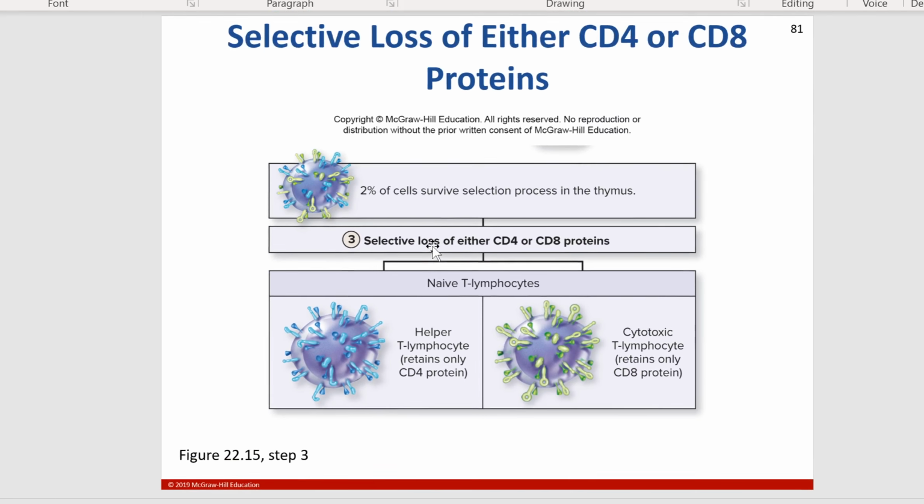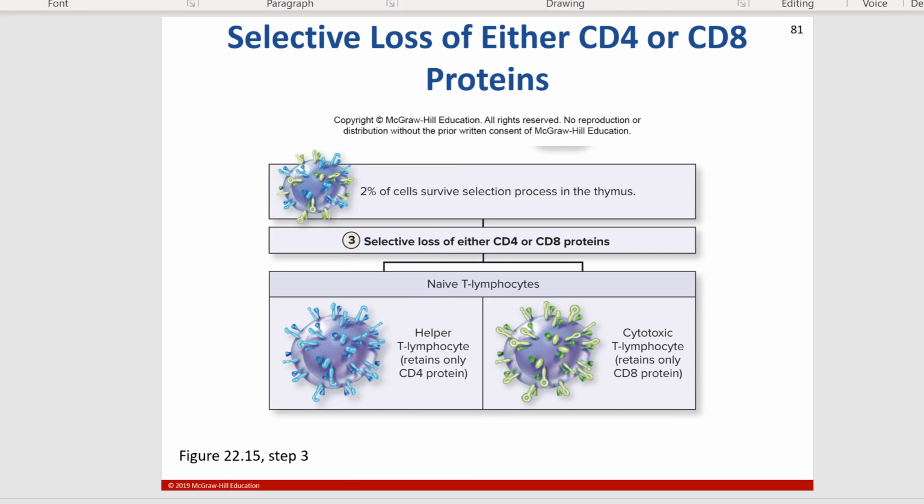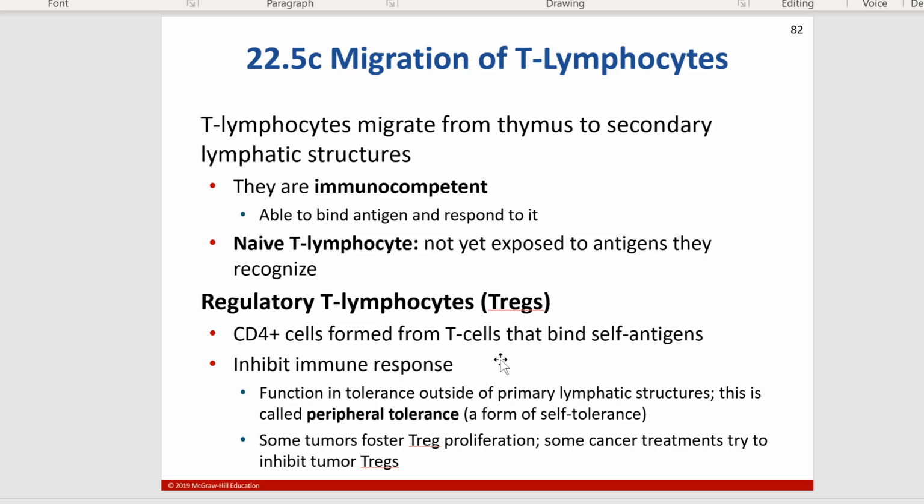As it says here, selective loss of either CD4 or CD8 proteins. Most of the cells actually have CD4 and CD8, but whether they differentiate into one or the other depends on the need of the system, of the body. And so they'll simply lose the one that they're not going to be anymore.